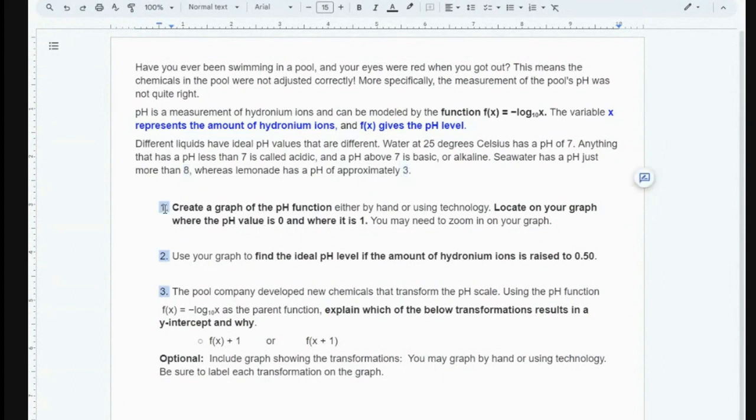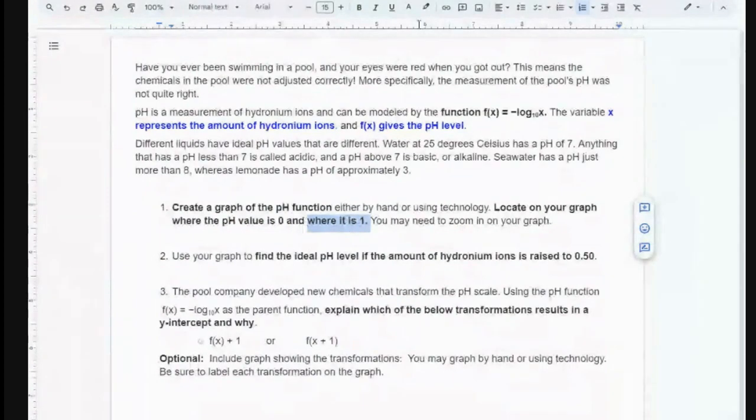So here's your assignment. First, create a graph of the pH function, either by hand or using Desmos or a calculator. I've already done that just a second ago. If you were watching, I went to Desmos and created the graph of that function right there. All right, locate on your graph where the pH value is 0 and where it is 1. You can take a screenshot and paste your graph in here and then answer this question. Where is the pH value 0 and where is it 1? Which means what's the x that makes it 0 and 1.